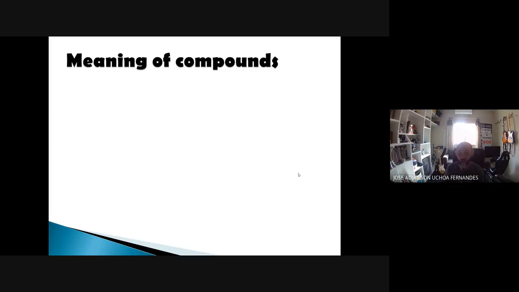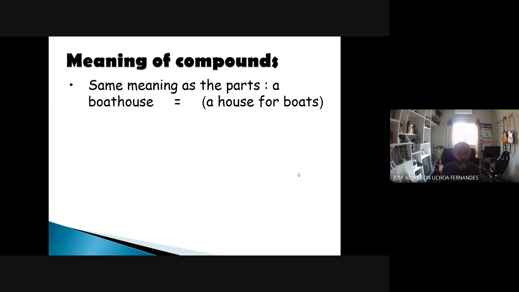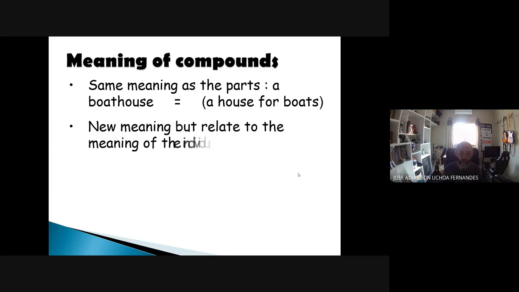Now let's take a look at the difference in the meaning for compounds. Normally, there are compounds that have the same meaning as the parts. So we have a boathouse, which means a house for boats, a house where you put boats. Or we also have new meanings, but they are related to the meaning of the individual parts.